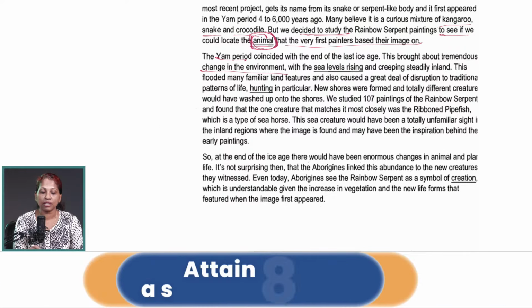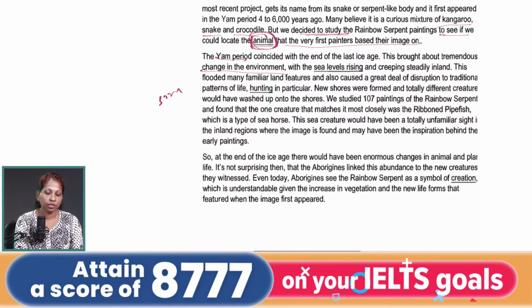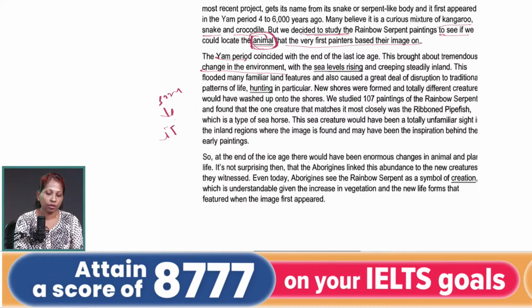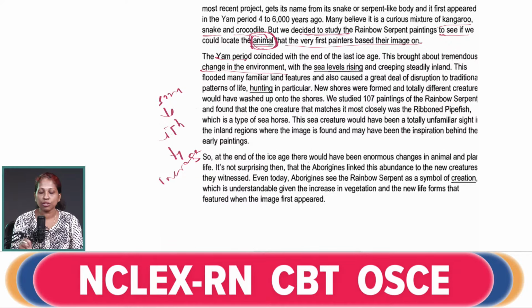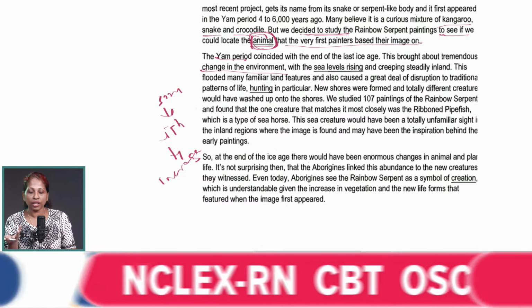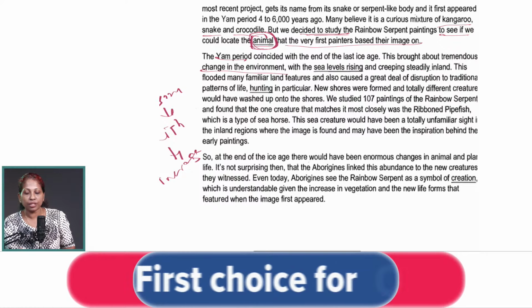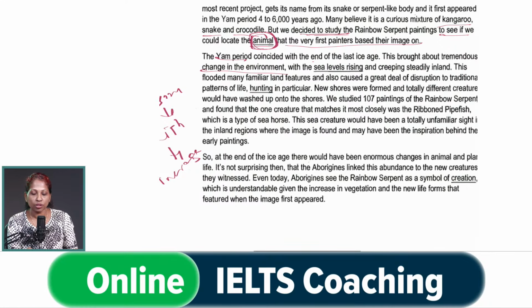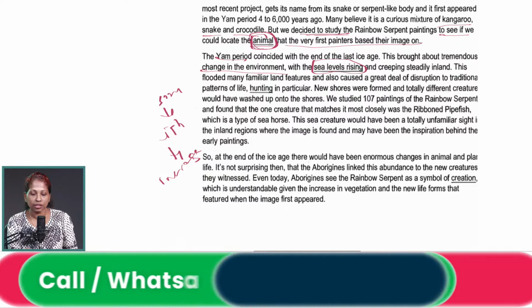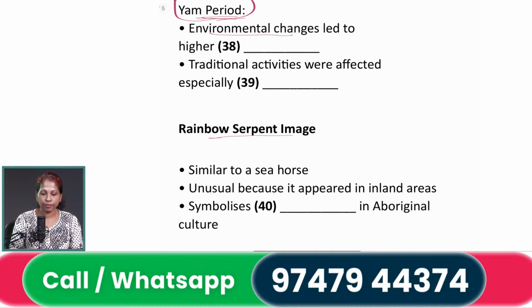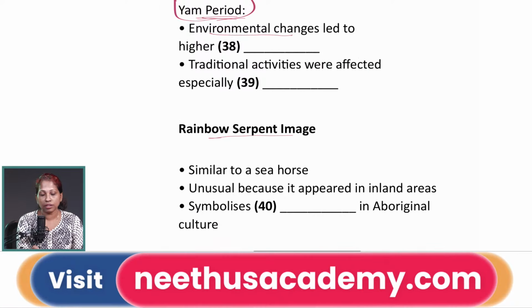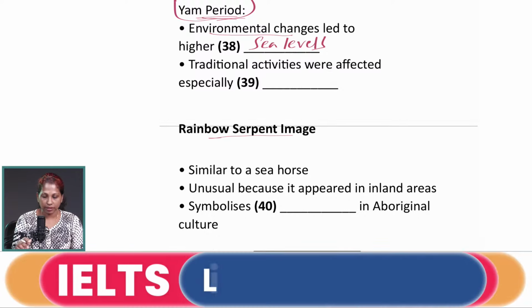With the sea levels rising is synonymous to high, or you can say increase, right? So it is synonymous to something which is increasing or going high. So sea levels rising and creeping steadily inland. So what was rising, going on higher side? It was the sea levels. So the answer for 38 will be environmental changes led to higher sea levels, right? So that is the correct answer.